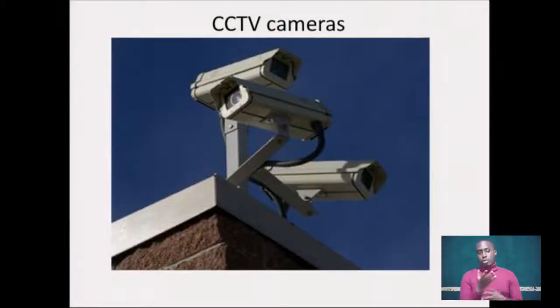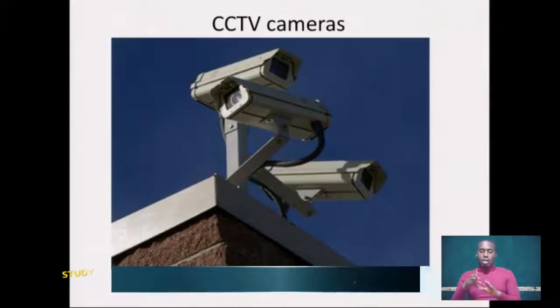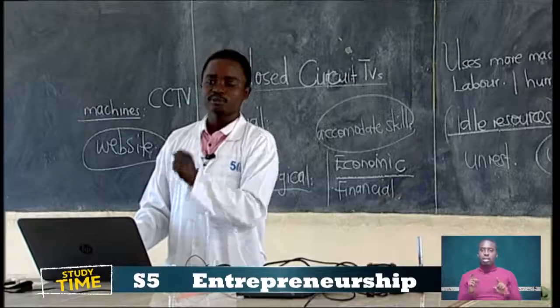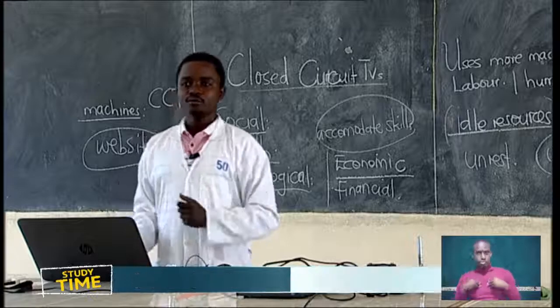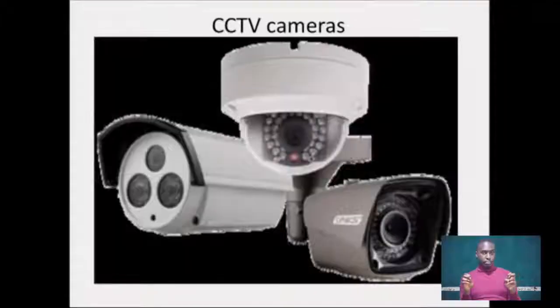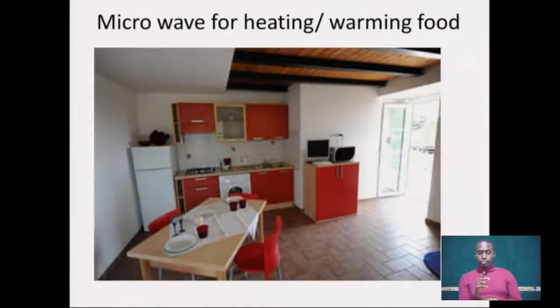You can also check that one. As I showed you, it is also a CCTV camera, closed circuit television. Why is it a closed circuit TV? It's that the information there is not accessed by everyone or by the public. It is accessed by authorized people or users. We have also that one you can check. It is also a CCTV camera. Then we have this one.